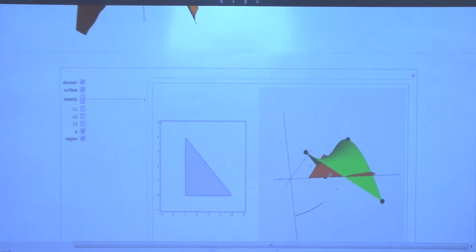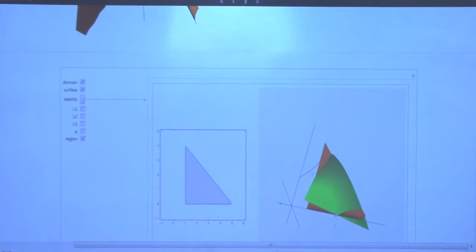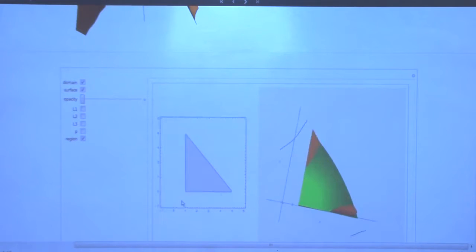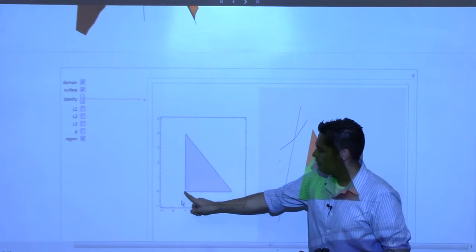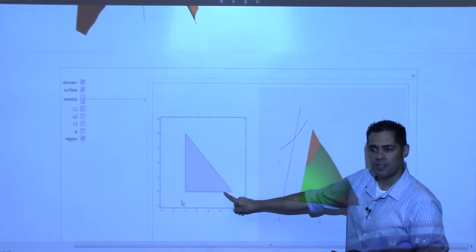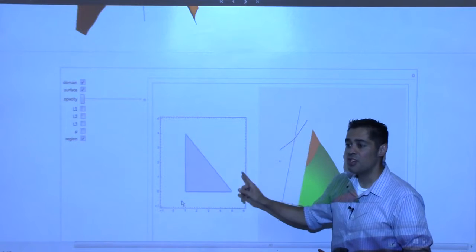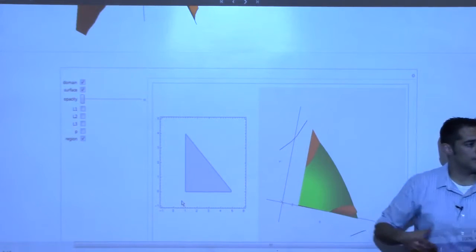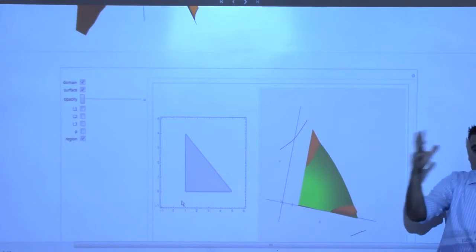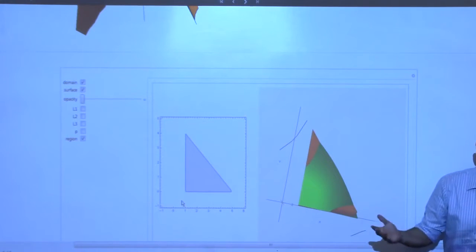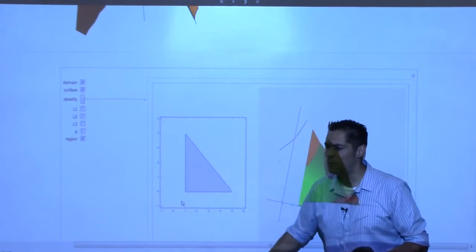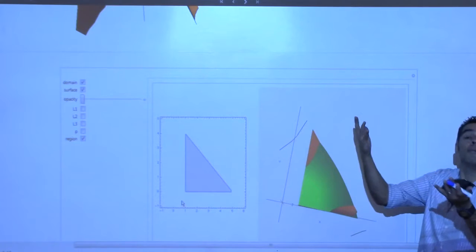So let's talk about, take these points out for a second. Let's talk about if we were just to take, on this triangle, just this line right here, and plug just that line into the function. What would it draw? Would it be a surface? Would it be a vector? What would it be? If just this line gets plugged into the function, what comes out up there?